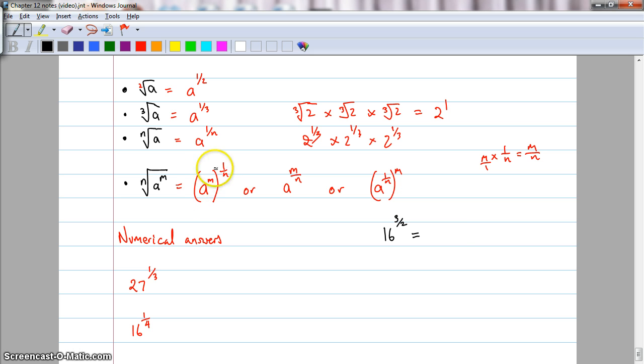First of all, I'm going to put it in the first format here. So that's 16 to the power of 3, all to the power of a half. Now that's hard to do because 16 to the power of 3 is incredible. I can't even do 16 to the power of 2 in my head. So 16 to the power of 3 would actually be really, really tricky.